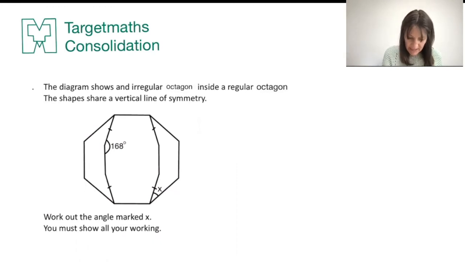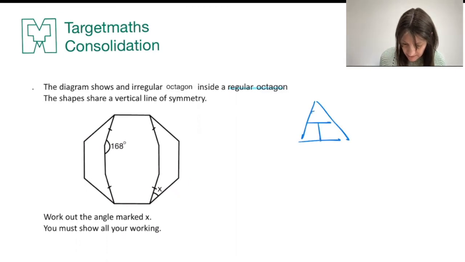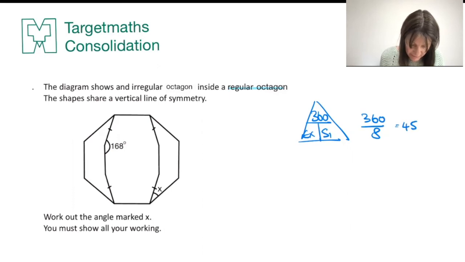Okay, so we've got an irregular octagon inside a regular octagon. So we've got two different things happening here. We've got the regular octagon, which means that I can at least get started with finding some numbers. So I've got 360 for the exterior angles, and 360 divided by 8 is 45. So I know on the regular, which is my larger outside shape, the exterior is 45. So the interior would be 135.